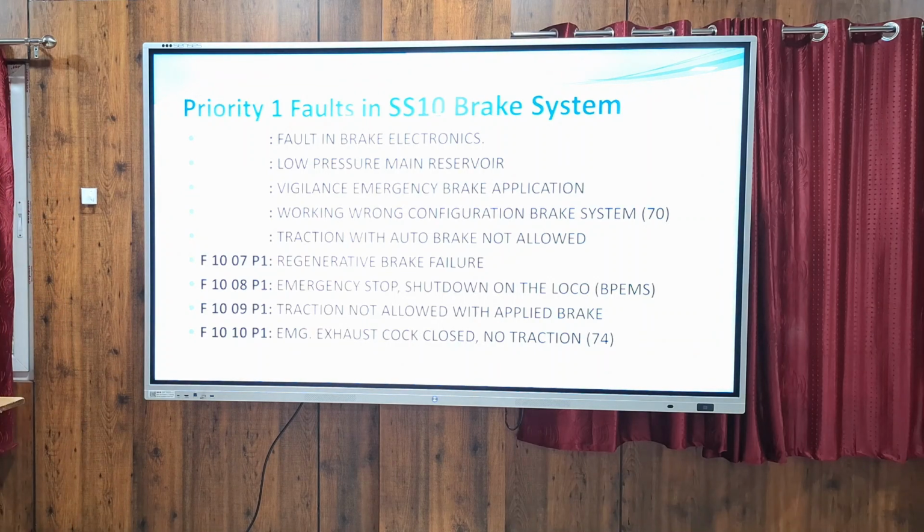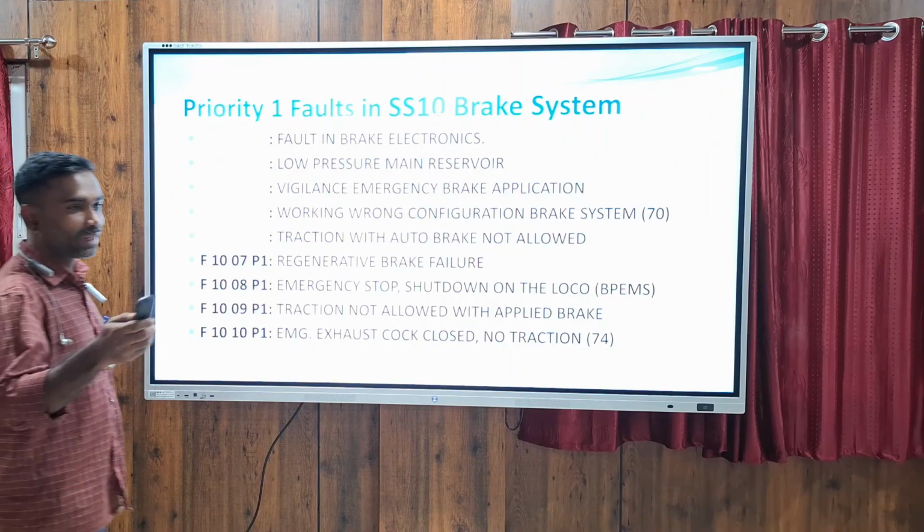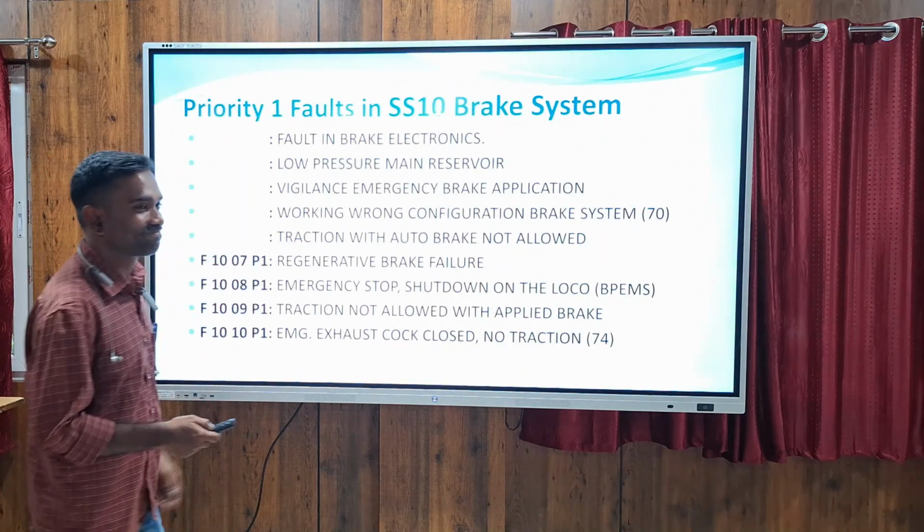Then brake system. The brake system, we will take in another day. That's why I'm not speaking about it now.